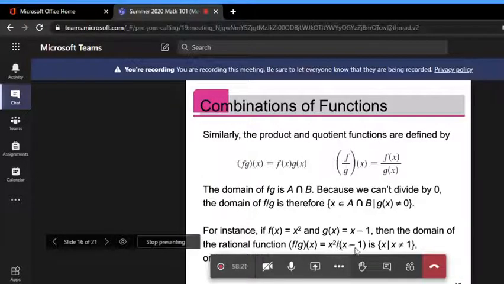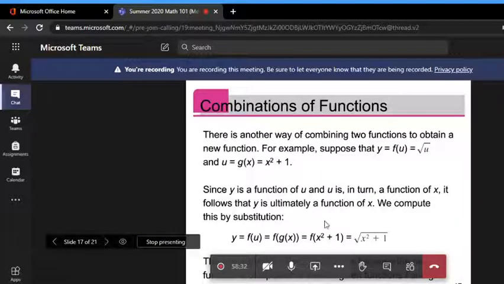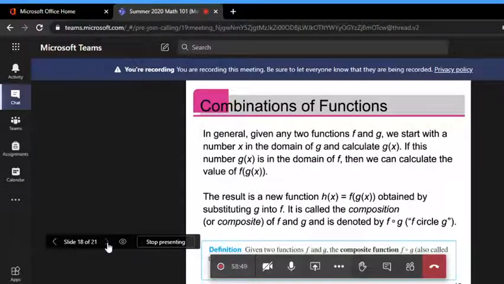For example, you have x squared over x minus 1. This becomes a rational function because it's a polynomial over a polynomial. What's the domain? Domain is going to be everything except 1, because the denominator cannot be 0. This is the composition of two functions. Like you have f of u equals square root of u, and you have g of x equals x squared plus 1. And if you compose them, you get square root of x squared plus 1. Composition of two functions is going to give you new functions as well.